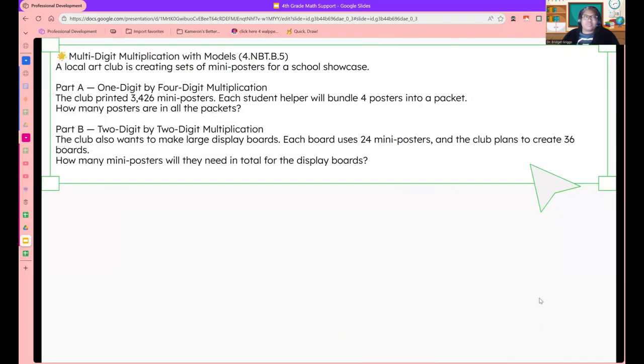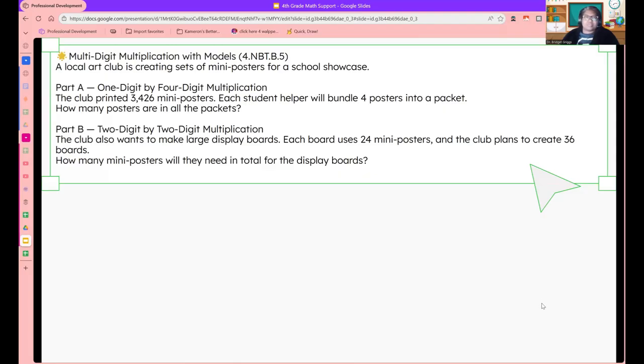So we have a local art club that's creating sets of mini posters for a school showcase. Let's do part A first, and then we'll look at part B. So part A, we have 1-digit by 4-digit multiplication. The club printed 3,426 mini posters. Each student helper will bundle 4 posters into a packet. How many posters are in all the packets?